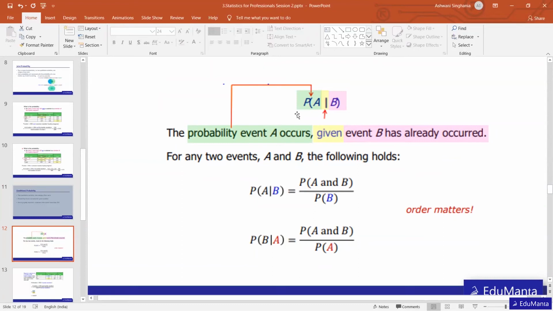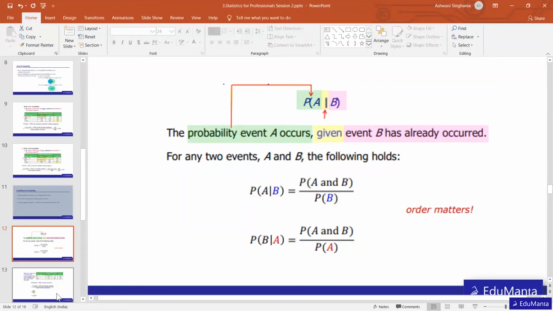Here we always write conditional probability in this way: probability of A given B has occurred. There are two events, in which one of them has already happened and the other is to take place. We are asking what will be the probability of that particular event. A is written first and B is written second, so order is very important. If A is written first, we are asking for the probability of A when B has already occurred.